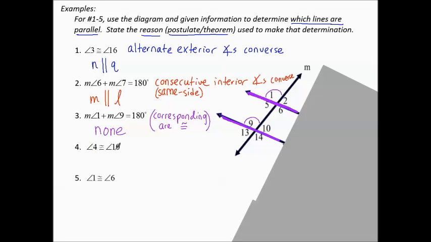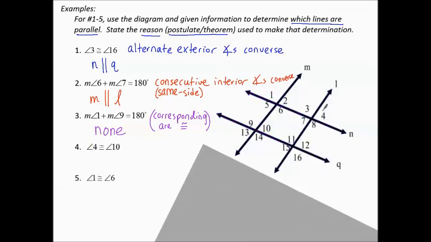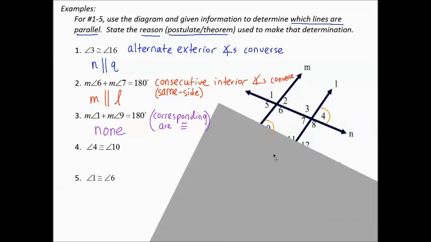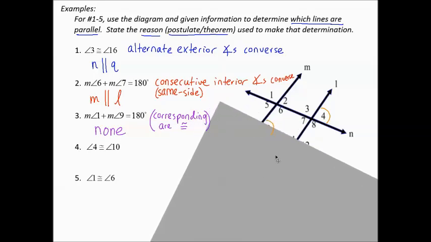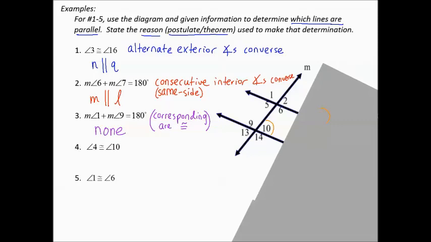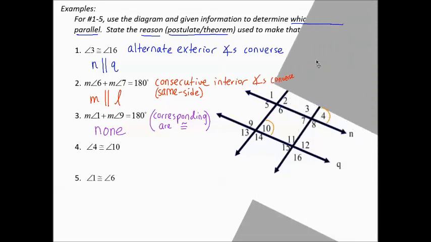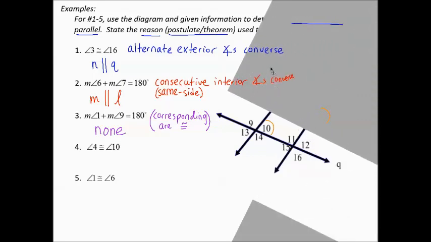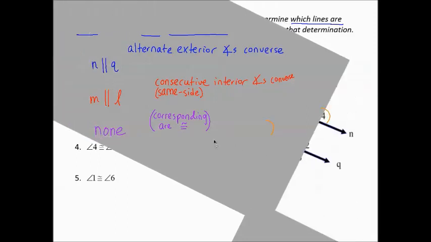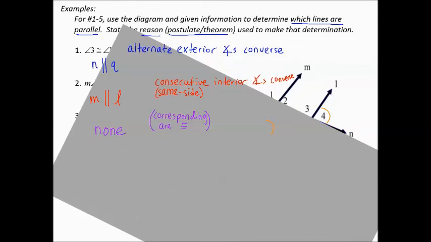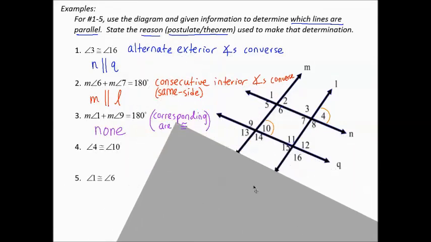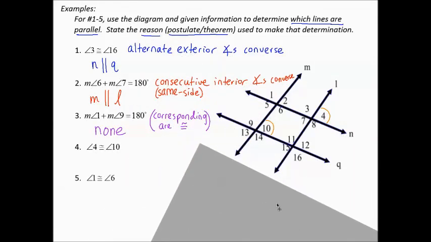Angle 4 and angle 10. Here is angle 4 and here is angle 10. Let's see which line I can cover up. Try to cover up line Q. Nope, that covers up angle 10. I'll try to cover up line L. That covers up the other angle. I'll try to cover up line N. Nope, that doesn't work. How about I'll move over here and try to cover up line M. Nope, there is no line that I can cover up and still see both angles 4 and 10.